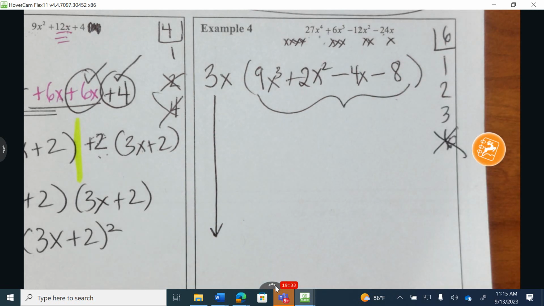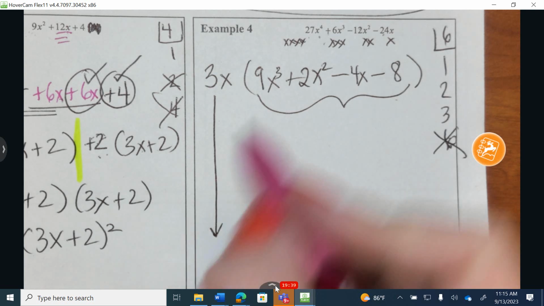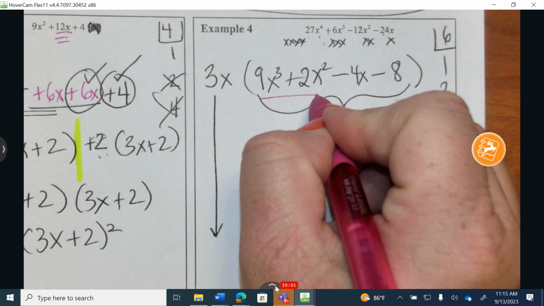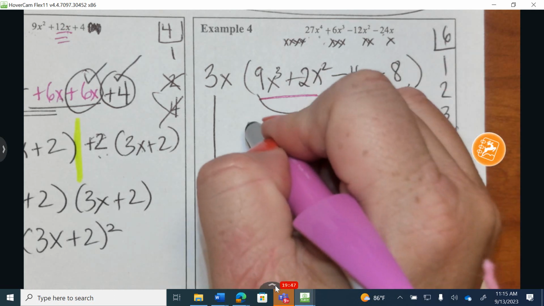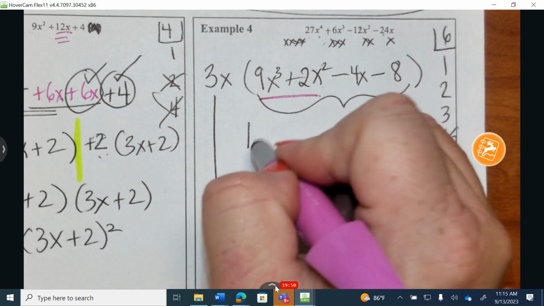As a reminder, this is different than 1, 2, and 3 in some ways because we didn't start with a trinomial. So let's underline the first 2. I can't factor out a 9. I can't factor out a 2. The most I could factor out is a 1. That doesn't really help me. But I can take out 2 x's.